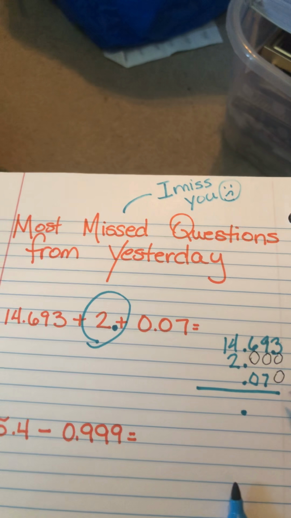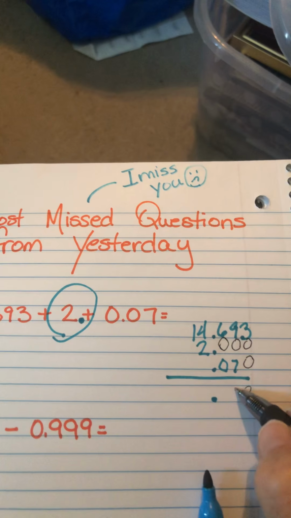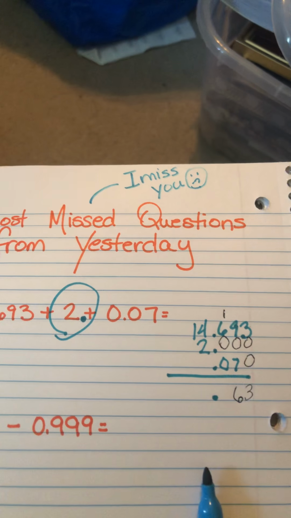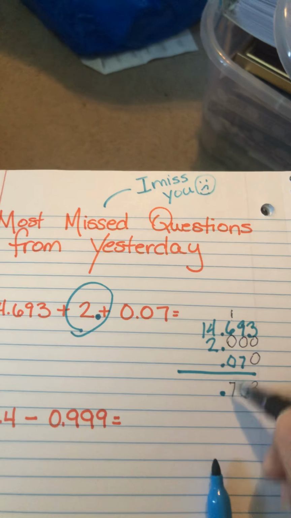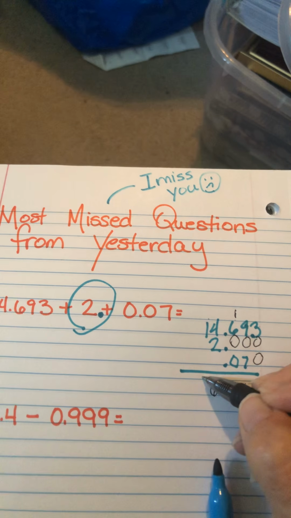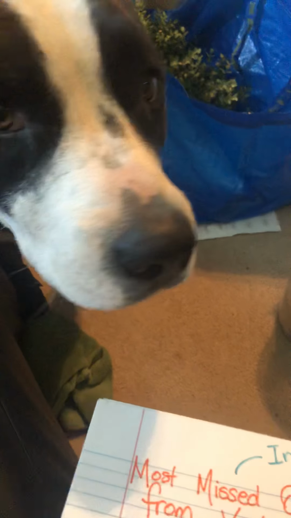3 plus 0 is 3. 9 plus 7 is 16, carry my 1. 6 plus 1 is 7. 4 plus 2 is 6, and 16. So I have 16.763.